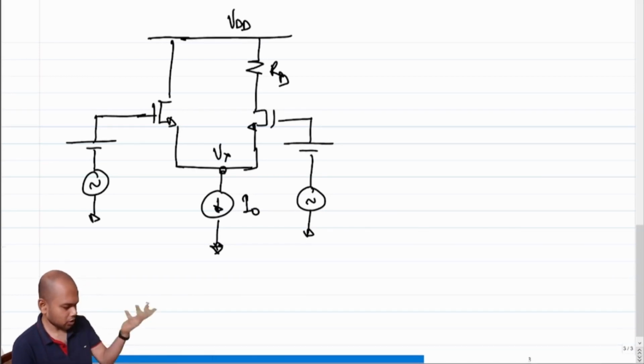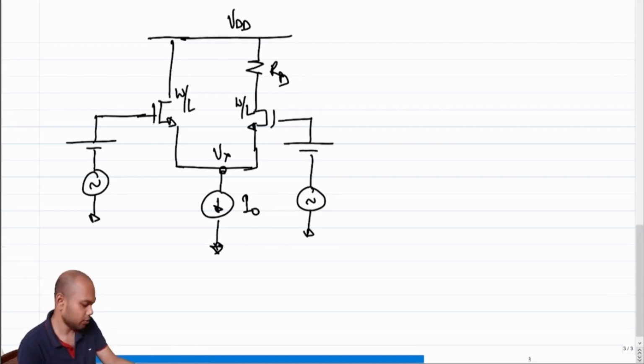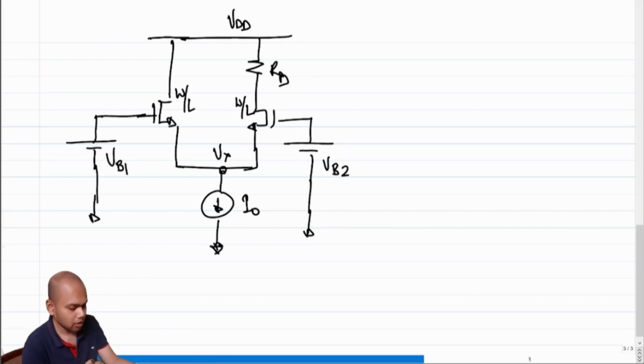So let's assume to start off that, since the structure seems symmetric from the perspective of the transistors and the way we are feeding the input, both of these have the same W by L. They need not have the same W by L, but let's assume so to start off. Also, let's assume that we are only bothered with the quiescent condition right now, and that this voltage is VB1 and this voltage is VB2.